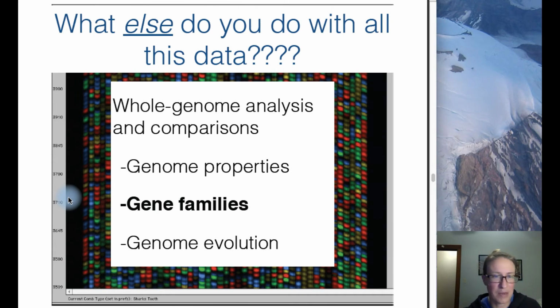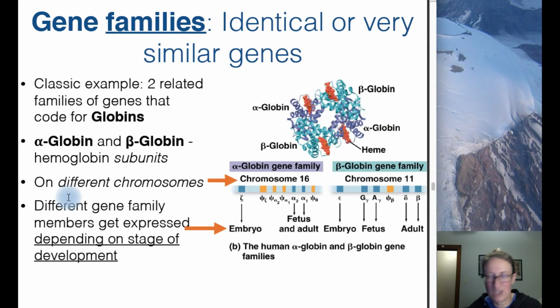So now I want to talk for a minute about gene families. So what are gene families? Gene families are groups of identical or very similar genes. So when you look at the sequence of these within a genome, the sequences are extremely similar in multiple locations. And I'm going to talk for a minute about a classic example of a gene family, which is two related families of genes that code for types of proteins called globins. We've actually talked a little bit about globins already.